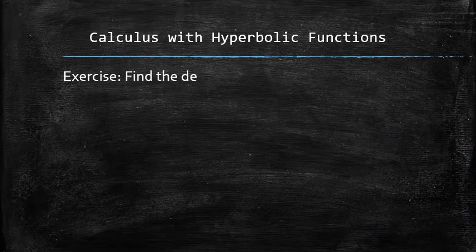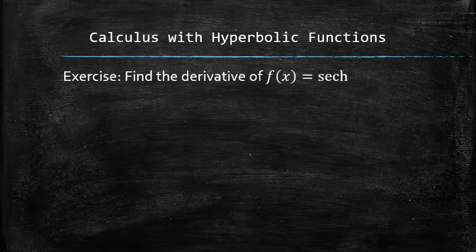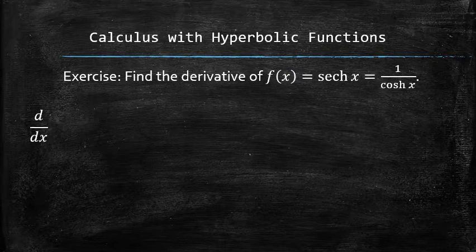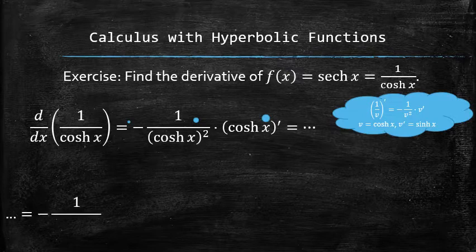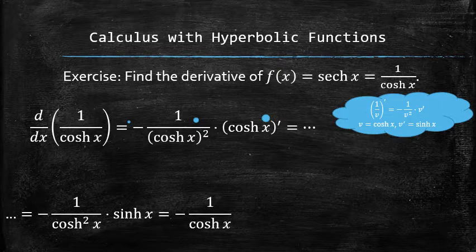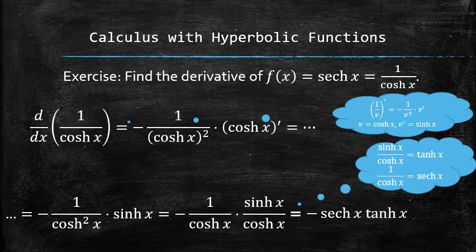We can find the derivative of the hyperbolic secant function by first applying the chain rule and then recognizing the identities. The derivative of the hyperbolic secant function is negative hyperbolic secant times the hyperbolic tangent.